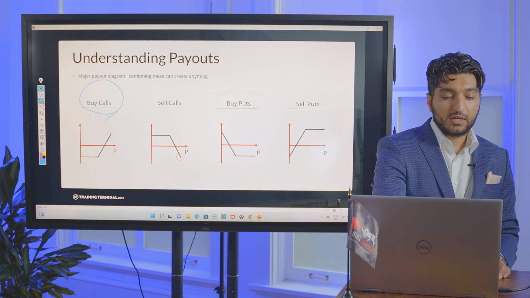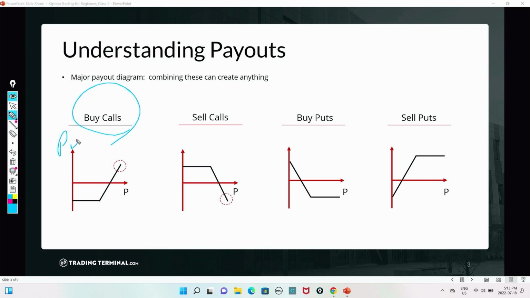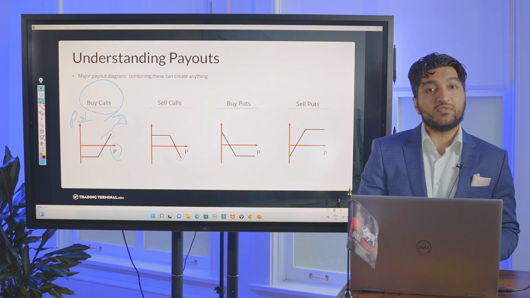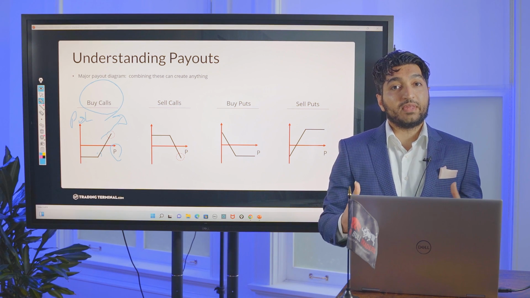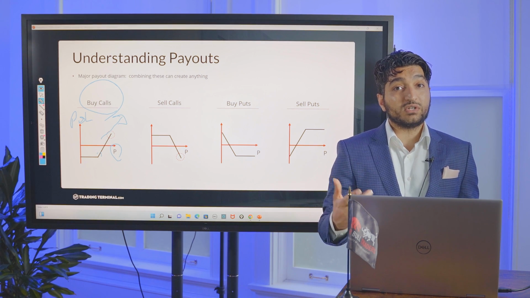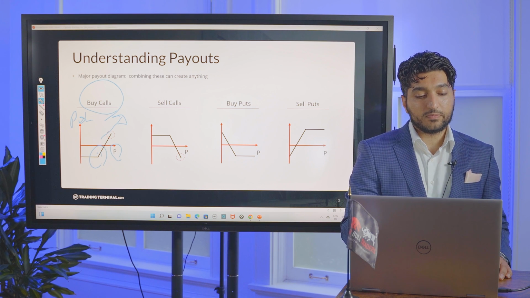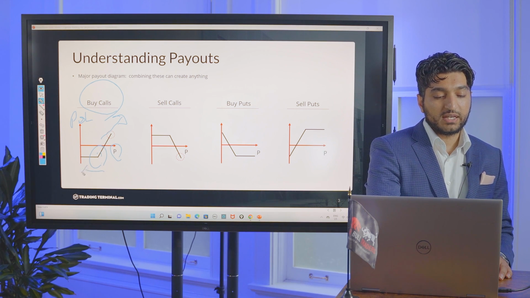So if you assume that on the left-hand side we have your P&L, the potential money that you can make, when you buy a call, for every dollar that the stock goes up, this is the price, for every dollar that the stock goes up, you can make a lot of money. As you can see, this will continue to go up, and you have an unlimited amount of gain that you can make. In the worst case scenario, you're going to lose the premium that you paid for that option if the stock actually goes down. So this is your worst case scenario.